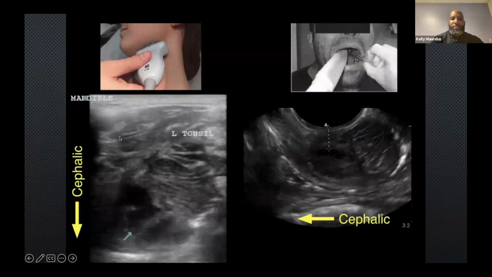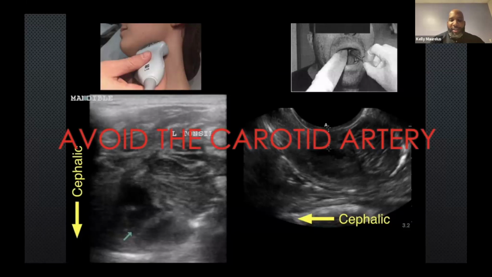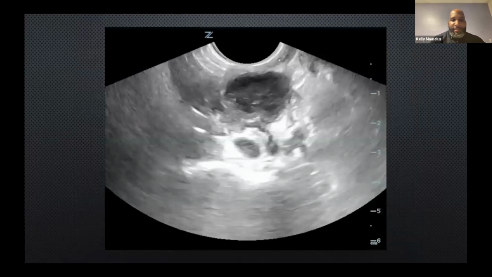We have the extraoral approach with your tonsils in the far field, but you have your endocavitary approach where your tonsils are abutting the actual probe, and then you have the tonsils in the near field. What's not seen or visualized in these two images is the carotid artery. You always want to look for the carotid artery before you poke anything because you want to make sure you stay clear of the carotid artery. So always avoid the carotid artery when visualizing or trying to visualize the tonsils.